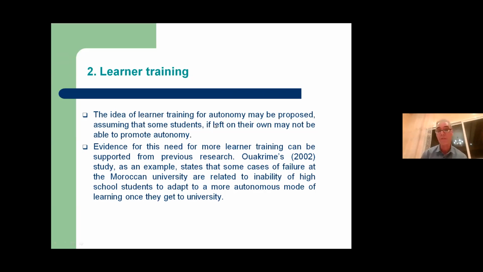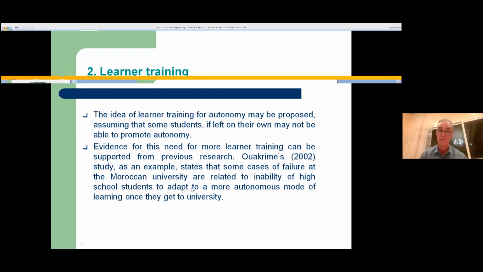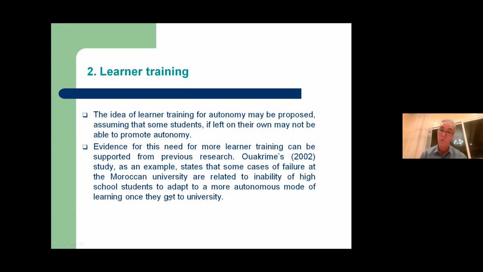Now, the idea of learner training for autonomy may be proposed here, assuming that some students, if left on their own, may not be able to promote autonomy. And evidence for the need for more learner training can be supported from previous research. Here I can cite Professor Wakrim's study 2002 as an example, which states that some cases of failure at university, at the Moroccan university in particular, are related to the inability of high school students to adapt to a more autonomous mode of learning once they get to university. So it's a question of adaptability.